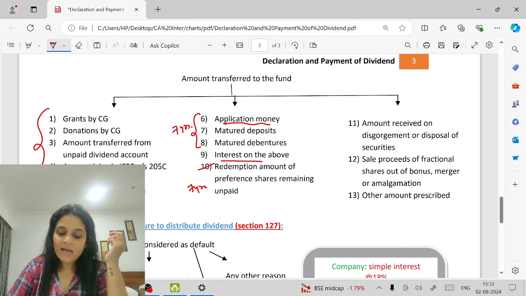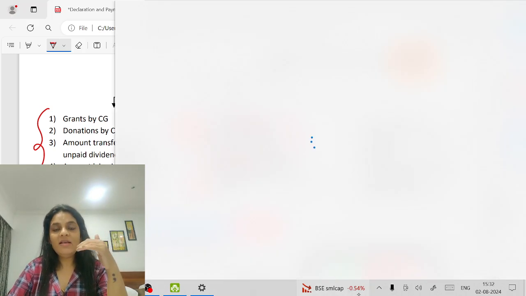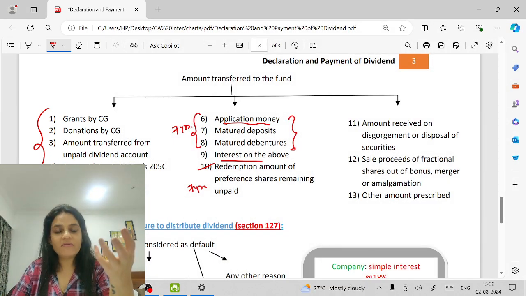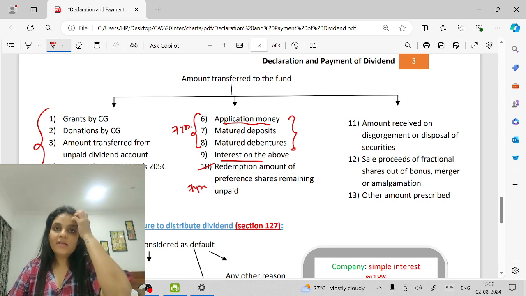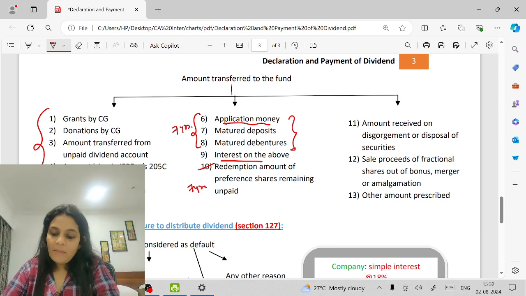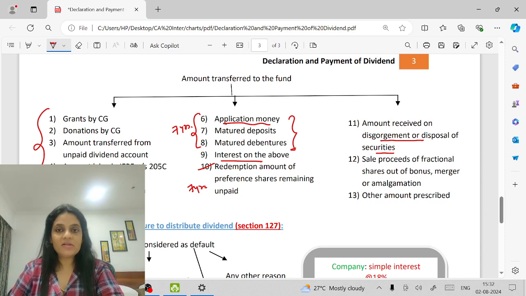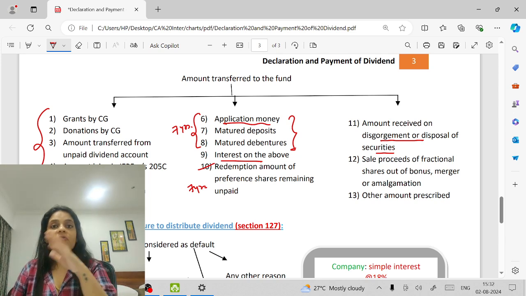And any interest on all of this. That means you are keeping it for 7 years, you must have kept it in a bank, and some interest would have come on this money. That will also be transferred to the fund. Then, amount received on disgorgement or disposal of securities, that is when a person is impersonating himself and then the shares are disposed of. So whatever money we get from that disgorgement, then sale proceeds of fractional shares.